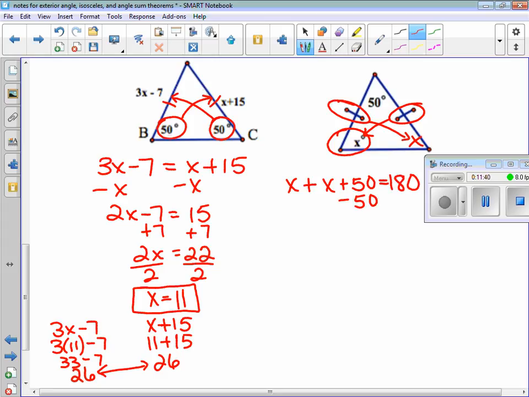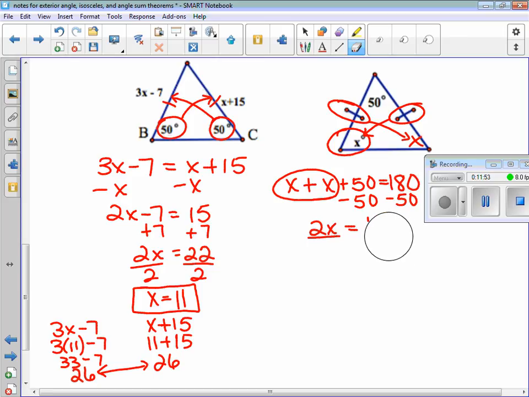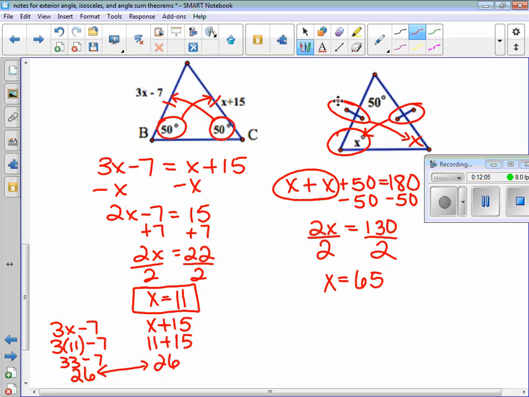Subtract 50. x plus x is 2x. So now I have 2x equals 130. Whoops, 130. Divide by 2 gives me x equals 65. Well, going back to the picture, x was the angle measure we were looking for. So the measure of angle x is 65 degrees.